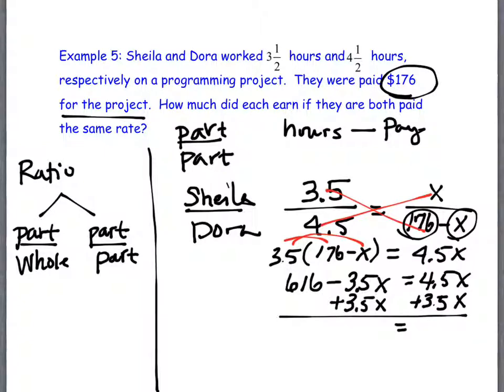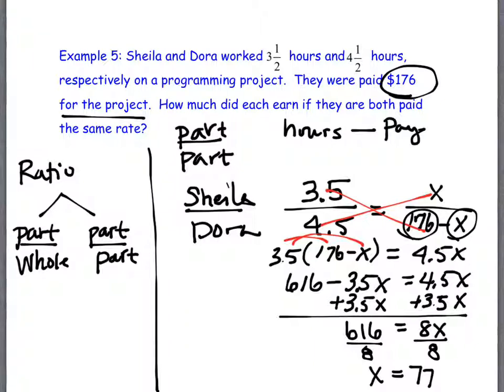Okay, so what is 4.5x plus 3.5x? 8x. Now what? Divide by 8. What does x equal? 77. Now, we need to answer the questions asked.